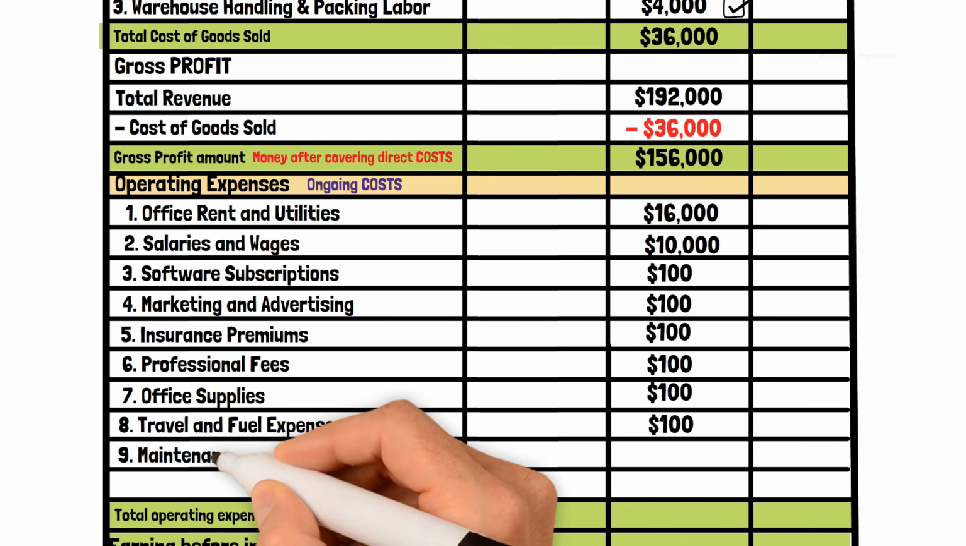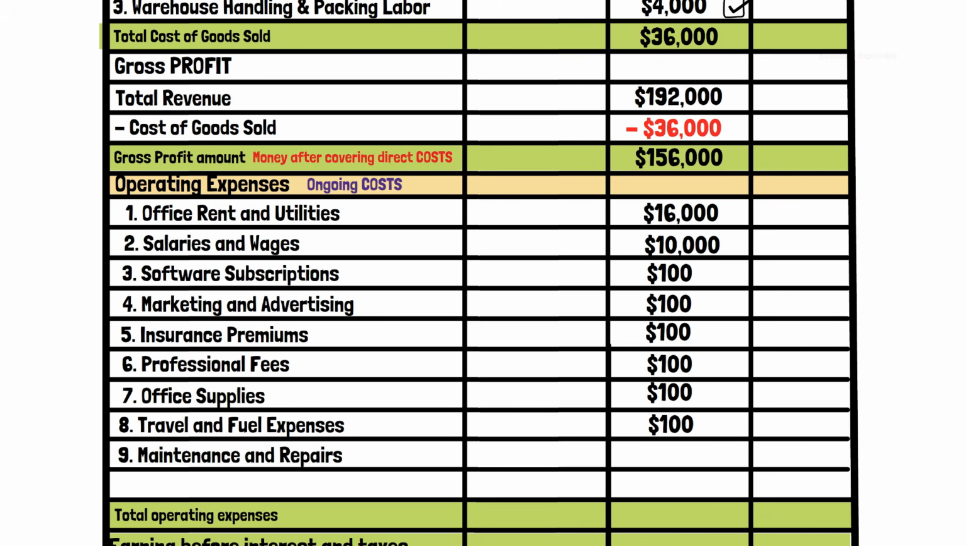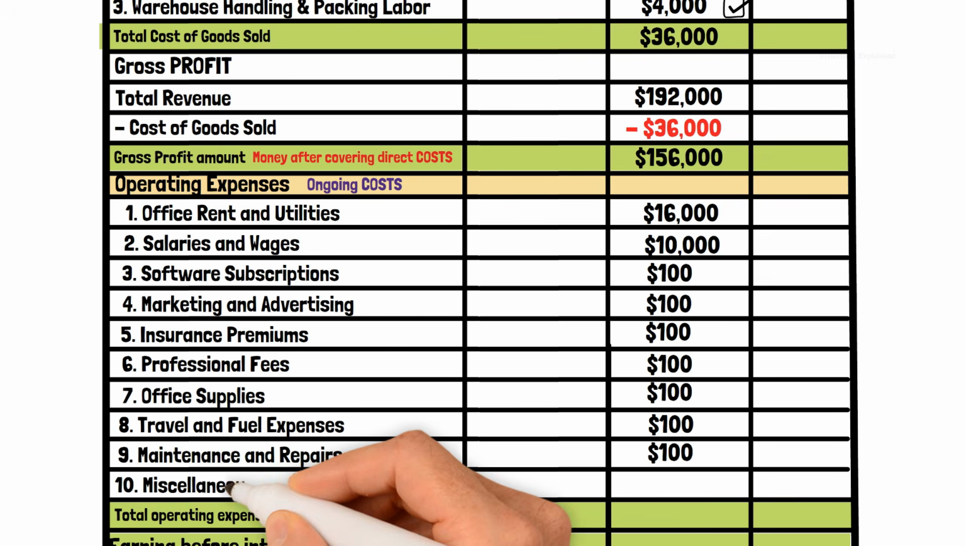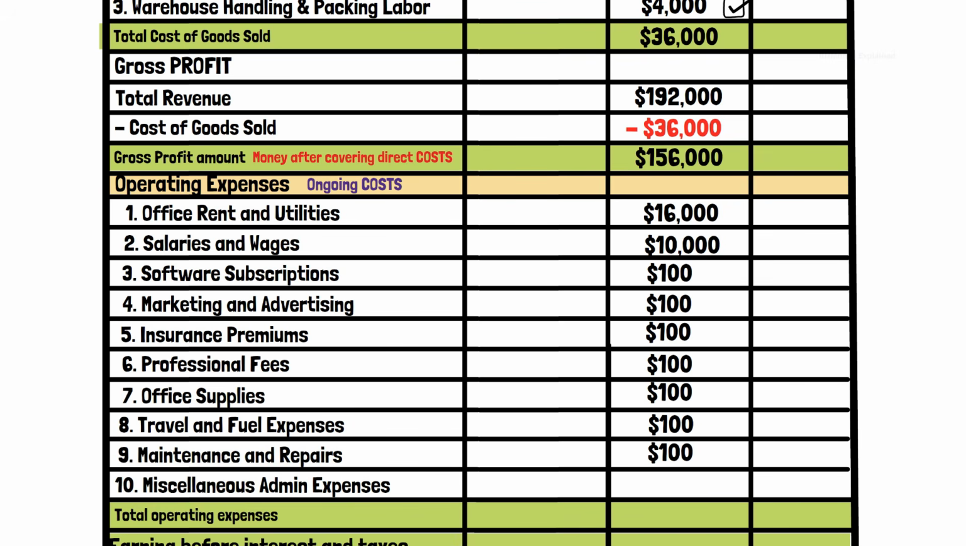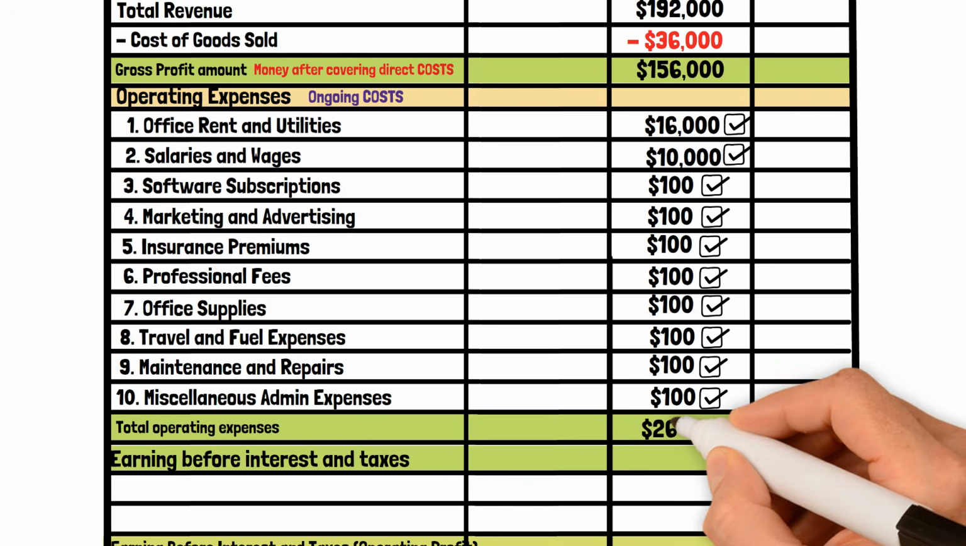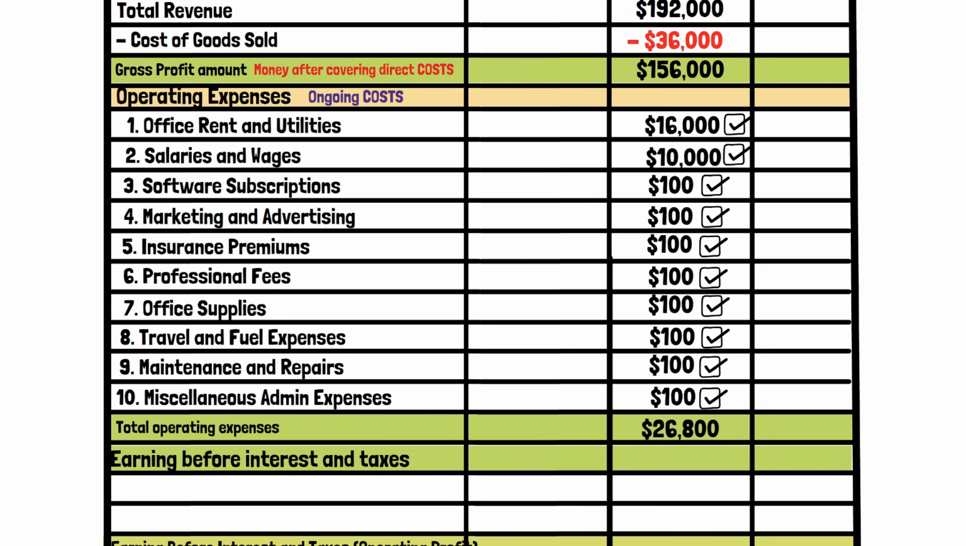Maintenance and repair expenses for office, equipment, and tools came to $100. Finally, miscellaneous administrative expenses such as bank charges and small regulatory fees totaled $100. When all operating expenses are added together, including rent and utilities of $16,000, salaries of $10,000, and smaller expenses totaling $800, total operating expenses reached $26,800.